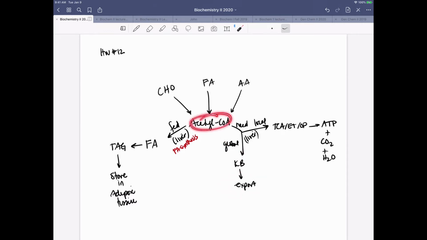Now again, acetyl-CoA, if it's in excess, and this is where we're moving on to next, your liver is capable of taking excess acetyl-CoA and undergoing fatty acid synthesis to make it into fatty acids, which then can ultimately be assimilated with glycerol to make triglycerides and offloaded for storage in adipose tissue.